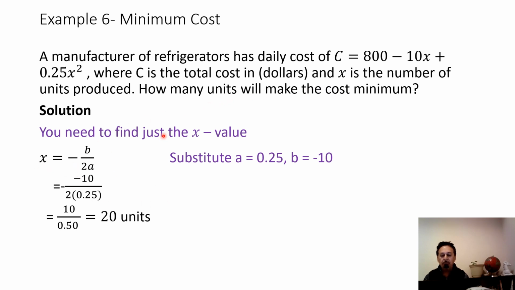So how to find it? We have this formula, x equal to negative b over 2a, and we substitute a equal to 0.25 and b equal to minus 10. This x becomes minus 10 over 2 times 0.25 with the sign, so 2 times 0.25 is 0.5, and 10 over 0.5 on the calculator gives you 20 units. So if you produce 20 units or 20 refrigerators, then the cost of producing will be minimum.